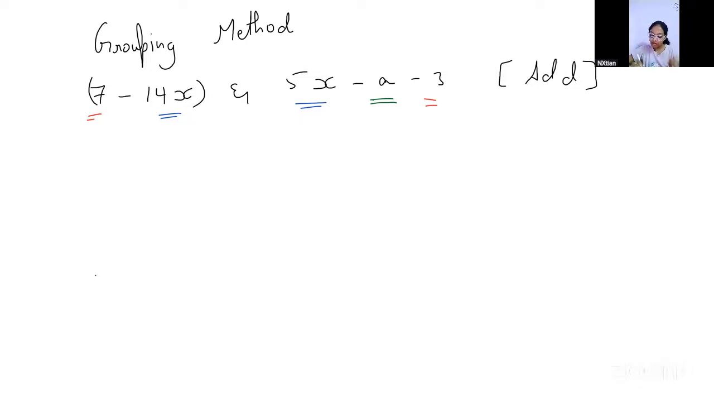How? In one bracket take 7. Now the question says that you have to add 7 minus 14x and 5x minus a minus 3. So 7, and this minus 3 you are going to put with 7. So bring this minus 3 here: 7 minus 3. Very important to remember, signs will not change. Minus 3 is there, you just put minus 3.